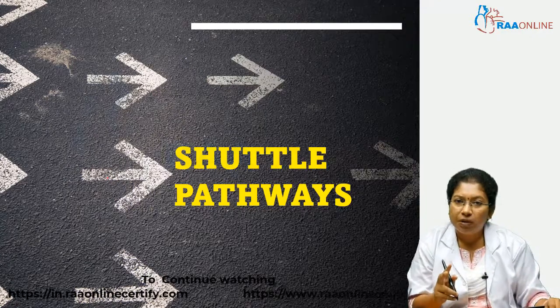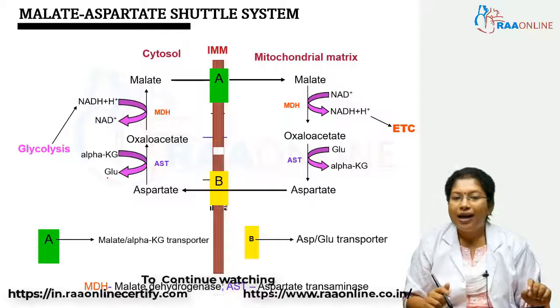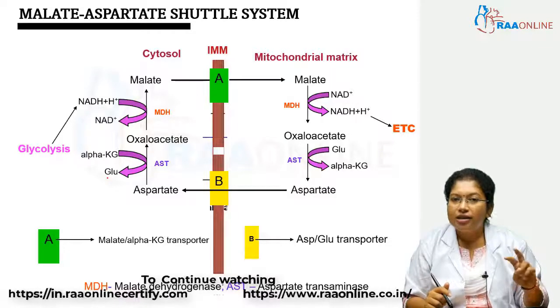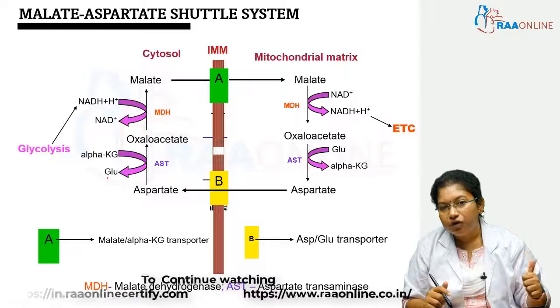There are two shuttle pathways. One is malate aspartate shuttle system and second one is glycerol 3-phosphate shuttle system.